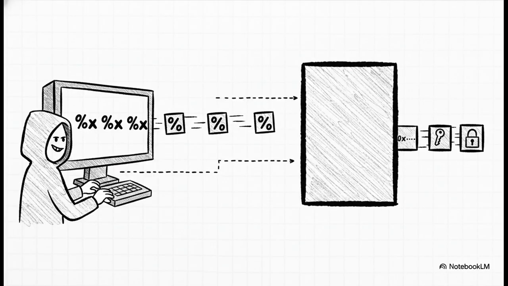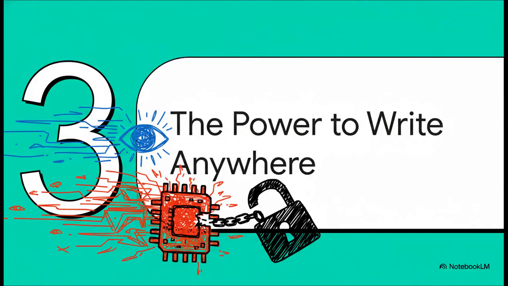So, just by feeding the program a simple string of %x's, an attacker gets a raw dump of the program's memory. They're literally taking a stroll through the stack, piece by piece, just looking for anything valuable. But reading data? That's just the beginning. Okay, so reading memory is one thing. That's a huge problem. But it's just the start of the story.